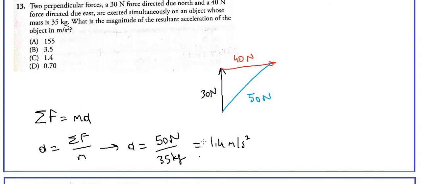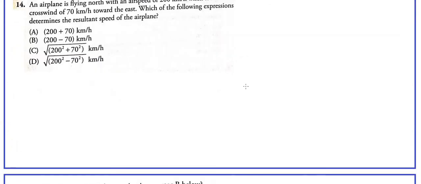Okay. So this question was about the second law of Newton, F equals ma. Here you need to find the total force using vector addition and then use the formula. Let's go to question number 14.